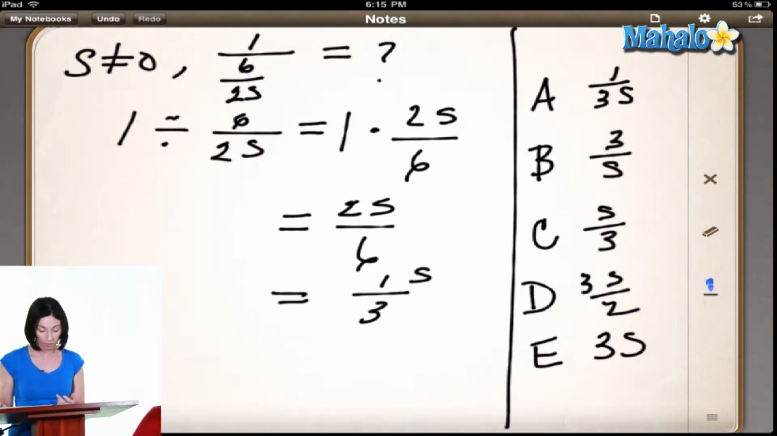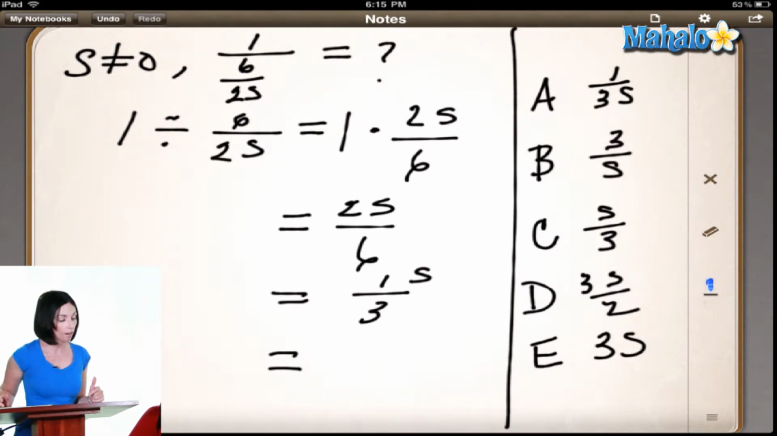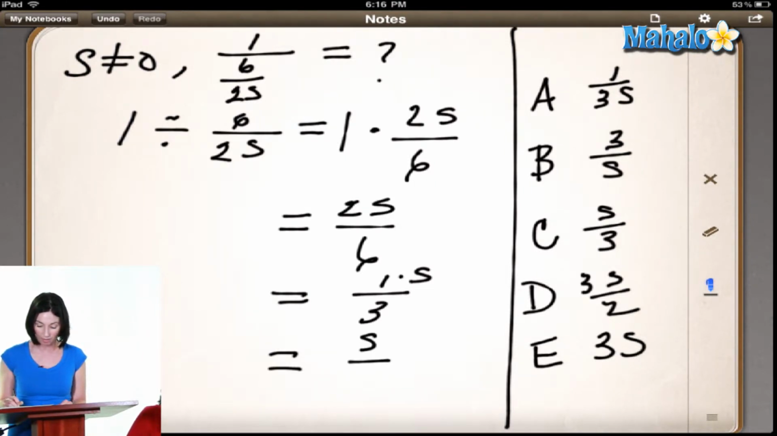Now, is that one of our answers? Yes. Which answer? A. That's 1 over 3s. Our answer is 1 over 3 times s. Now, what's another way of writing 1 times s? What is 1 times s? S. So 1 over 3 times s is the same as just s over 3, right? And is that one of our answers? Yes, it's answer C.